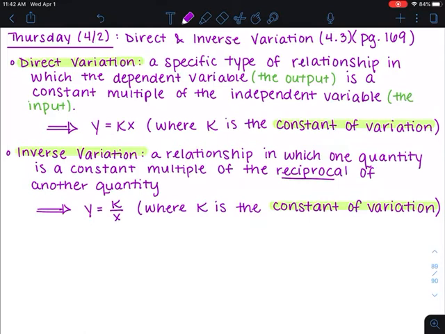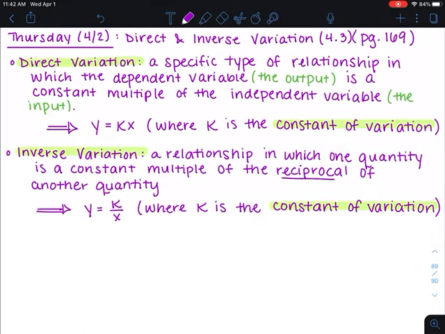Direct variation is a specific type of relationship in which the dependent variable, aka the output, is a constant multiple of the independent variable, which is the input. So the formula for that is going to be y equals kx, where k is the constant of variation. Okay? And then we have an inverse variation, which is the same thing, just a little different.